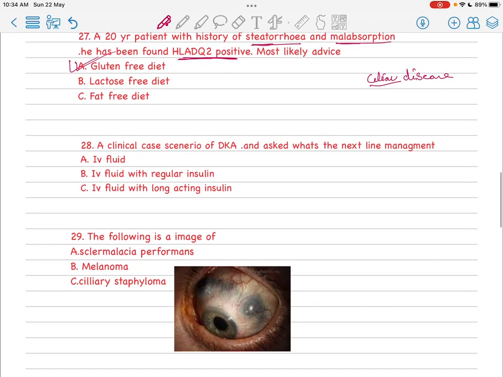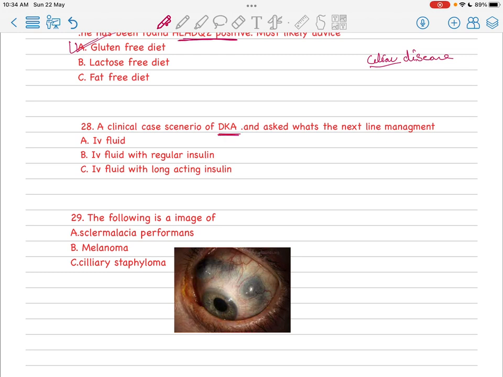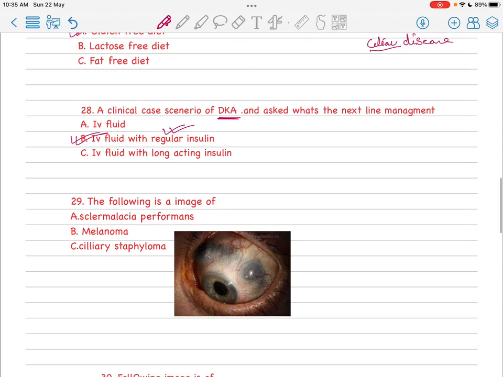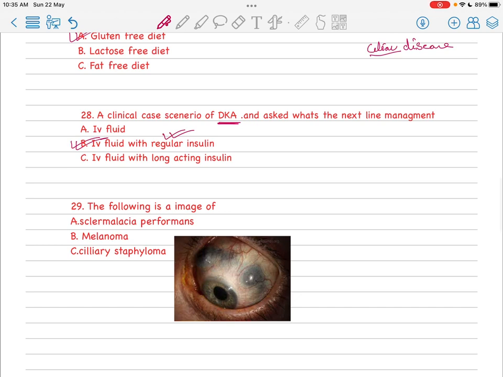A clinical case scenario with DKA asks for the next line of management. Whenever it is DKA, you have to think firstly of IV fluid with insulin supplementation. But whenever it is an acute case, you have to manage with regular insulin. So the best is IV fluid and regular insulin, and long-acting insulin you should give in later cases when the patient is stable and his glucose is under control. So that is the treatment protocol in case of diabetic ketoacidosis: IV fluid with regular insulin.